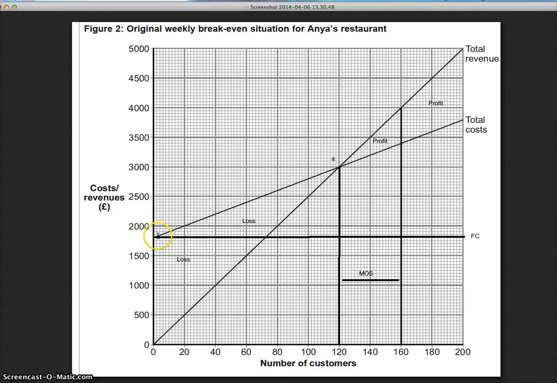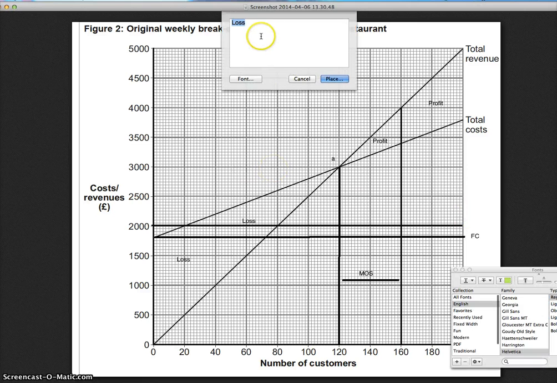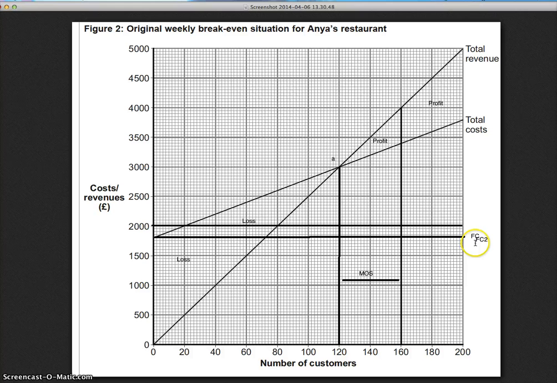Now each square represents £500 here, because that's your 1800. So if it's going to go up to 200, we'll be on the 2000 mark, won't we? So therefore we need a straight line, a horizontal line going across here, and we want to label that new line as fixed cost 2, so FC2, and we'll pop that just there.